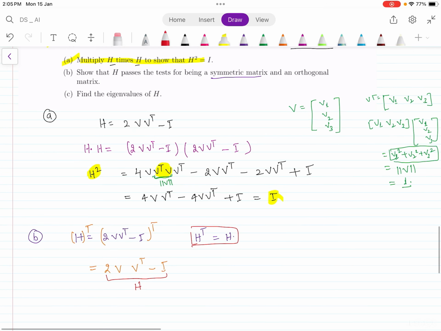Yes. Now it has one more part, that this is an orthogonal matrix. If it is an orthogonal matrix, then we need to have that H transpose H is equal to the identity matrix. If this condition is satisfied, then we can say that H is an orthogonal matrix, right? And this is the condition for symmetric.